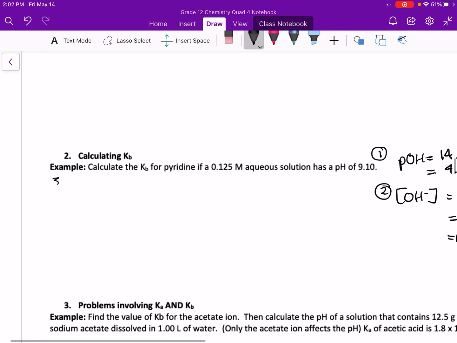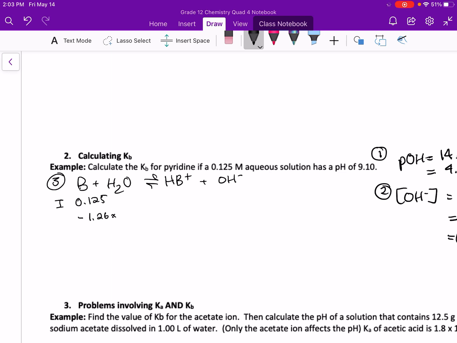Okay, now we can put in our ice table of our base in water gives me my conjugate acid plus hydroxide ions. I'm starting with 0.125. It's changing by a factor of 1.26 times 10 to the negative 5. And at equilibrium, we're going to have 0.1249874.